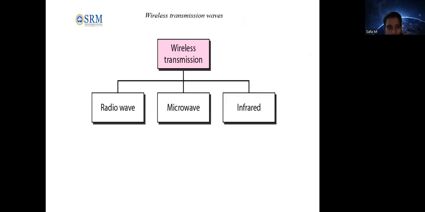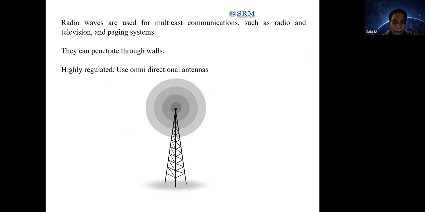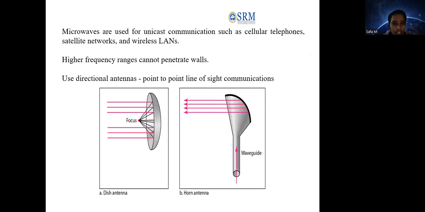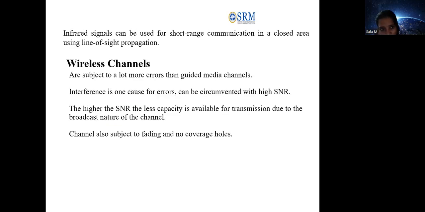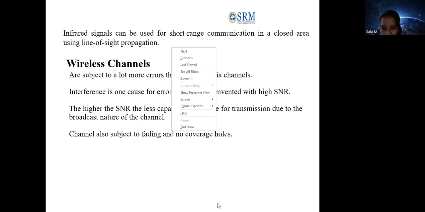Next one is radio waves. We have radio waves, microwaves, and infrared media. Radio waves are usually used for multicast communication. They can penetrate through walls and are highly regulated. Microwaves are for unicast communication, mostly used in cellular and satellite. They have high ranges and cannot penetrate walls. Microwave communications are used for radar, military applications and other things. So overall, we have concluded guided media and unguided media.